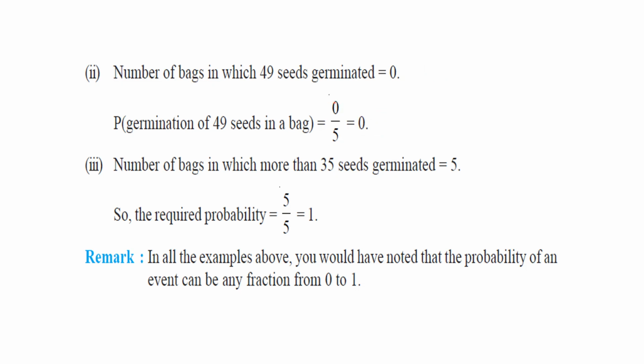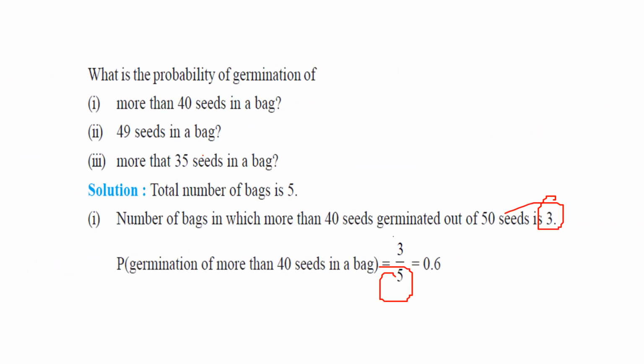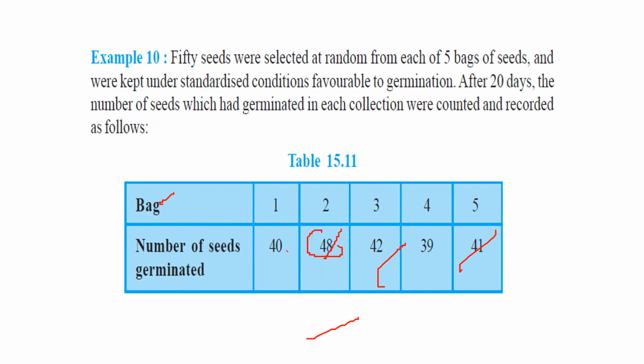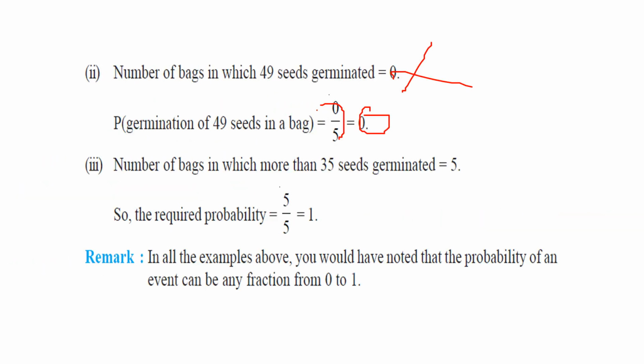And then, more than 35 seeds in a bag. All of them are having more than 35. You don't have to add them, they are all 5 because all are more than this. Divided by 5, that is 1. So this is the probability of getting 0 and 1.